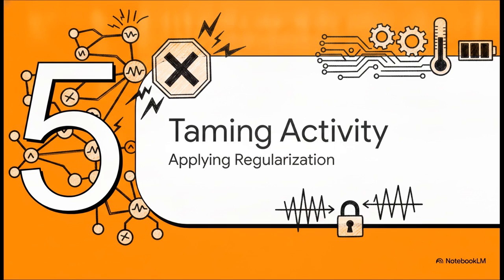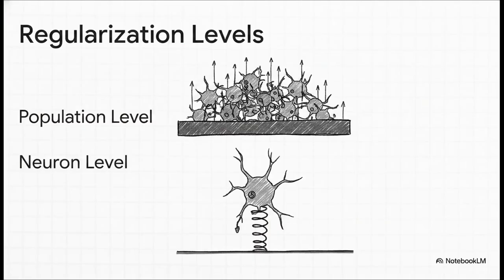Finally, Part 5, Taming Neural Activity. To keep things stable, we mathematically apply L1 regularization at the population level. If the total sum of spikes across a layer exceeds our calculated threshold, a penalty hits our loss function, forcing the network to optimize for sparsity. But we can also calculate penalties at the individual neuron level. If a specific neuron falls below a baseline spike count, we penalize the network to effectively force that neuron to fire just enough so that our gradients can keep flowing.